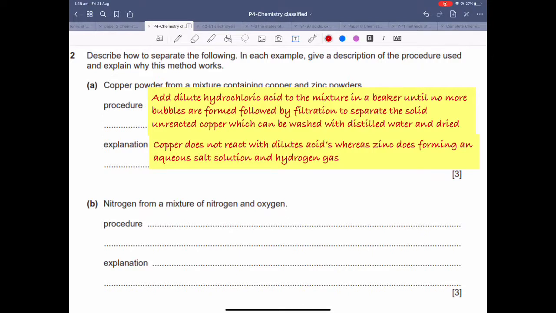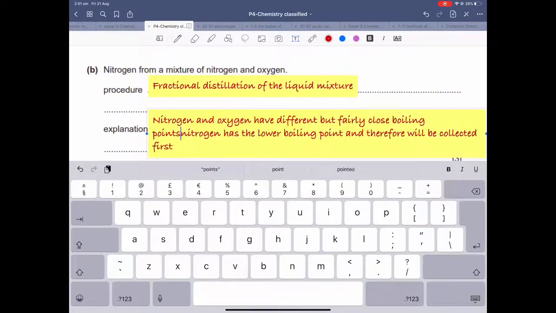And the other way of doing it is to use diffusion, because the molecular mass of nitrogen, diatomic molecules N2, is 28 and oxygen is 32. There's not much of a difference there, so you're not going to get that cleaner separation, because the rates of diffusion are going to be fairly close. So I would suggest that fractional distillation of the liquid mixture is a better option in this case. The explanation, as I said.